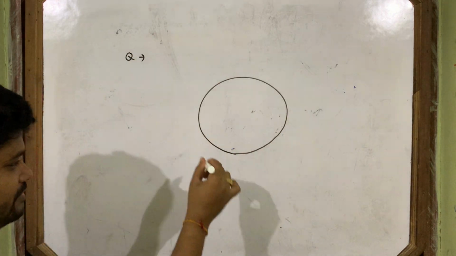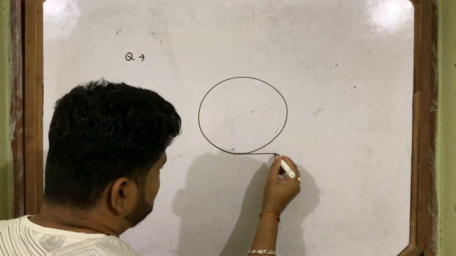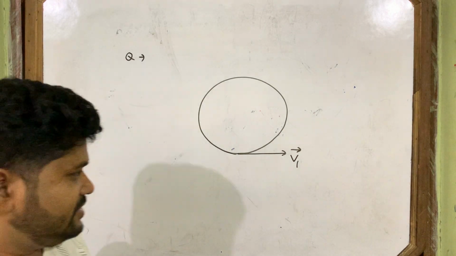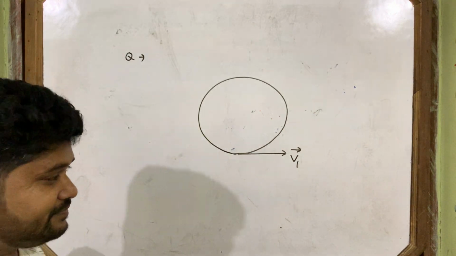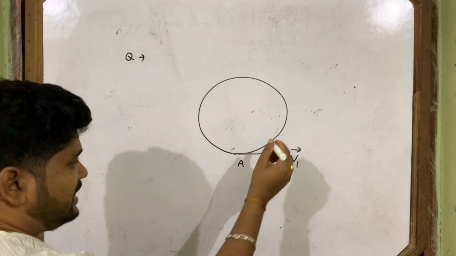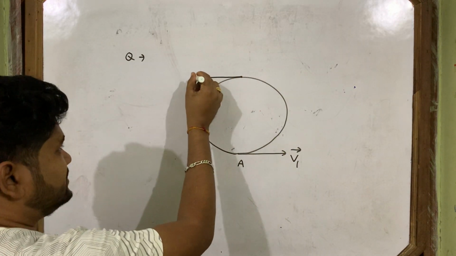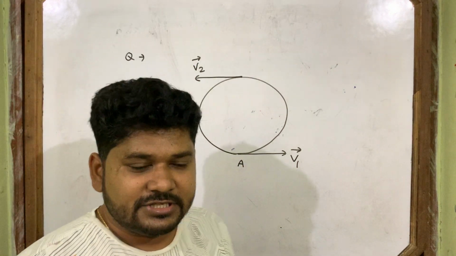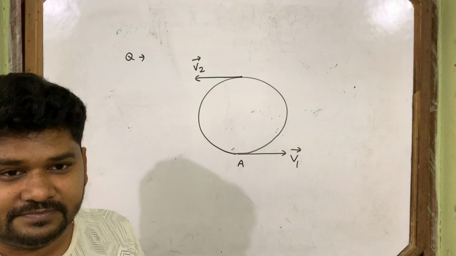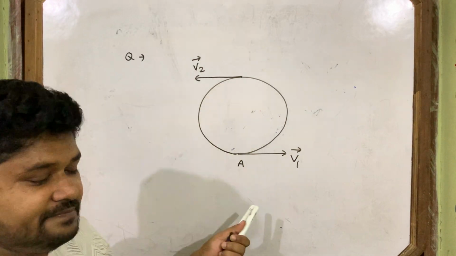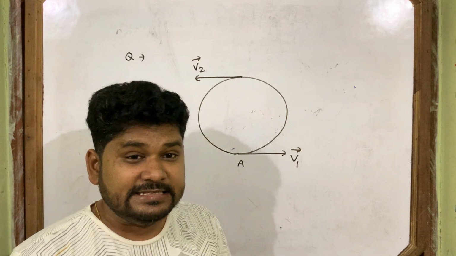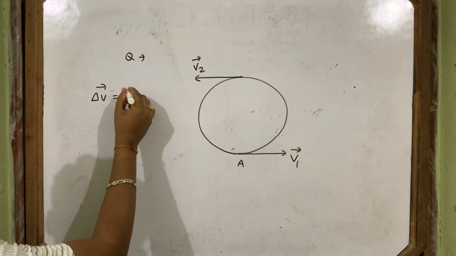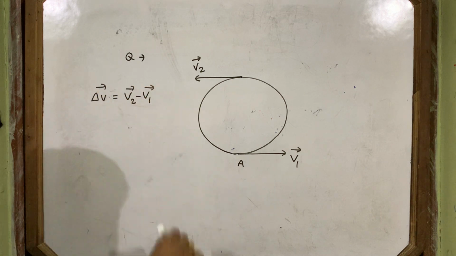This is a body moving. Here is one vector. Suppose this vector is one velocity vector, and this is another velocity vector. If I ask you to find the change in velocity, suppose you don't know what it is, that is v2 vector minus v1 vector.